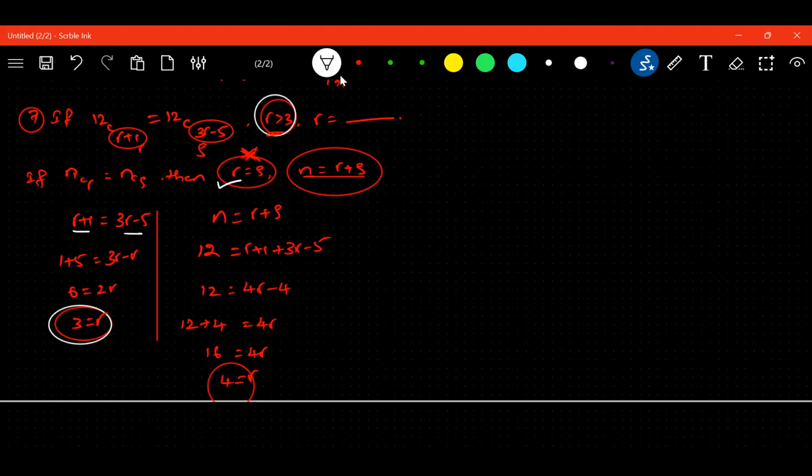So even though I used the condition r is equal to s, it is not giving me the satisfactory result as per the condition given in the question. Am I right? Yes, sir. So I have to go for the second condition. Let us implement the second condition: n is equal to r plus s. N value is 12. r is R plus 1, s is 3R minus 1. If I substitute, I am getting R value as 4.